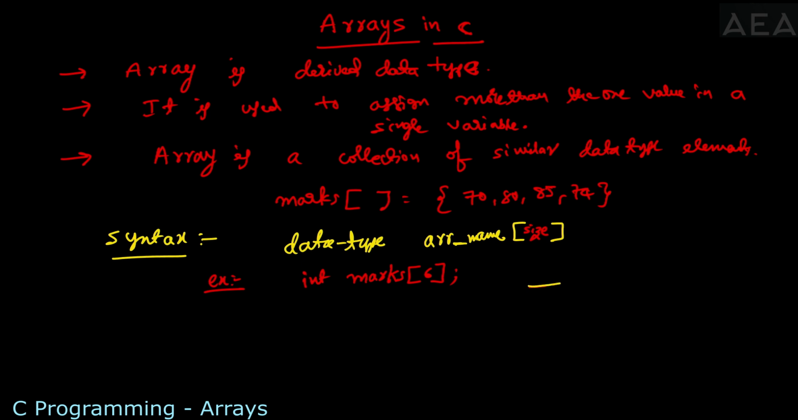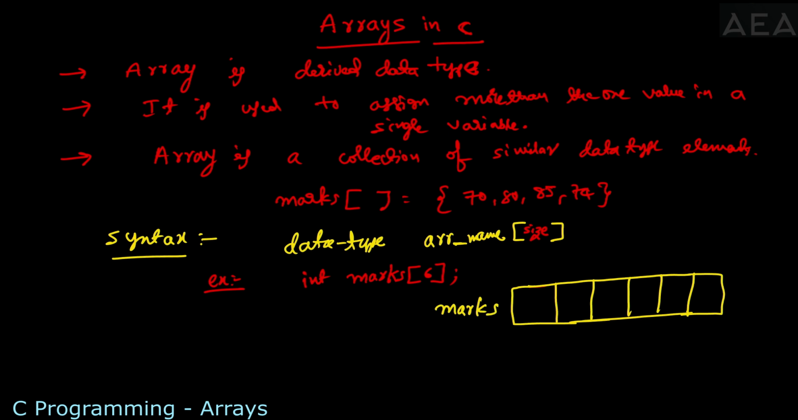It allocates the memory like this: all elements are arranged side by side, in sequence. In total, 6 elements are there. The name of this array is marks, and here we write the values. Let us assume the values are 10, 20, 30, 40, 50 and 60. These are the values.